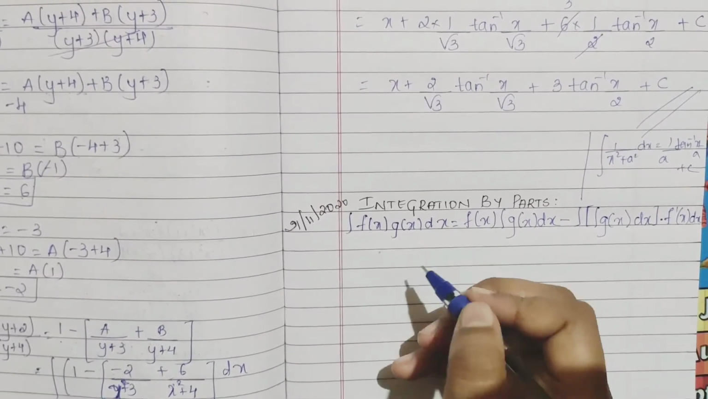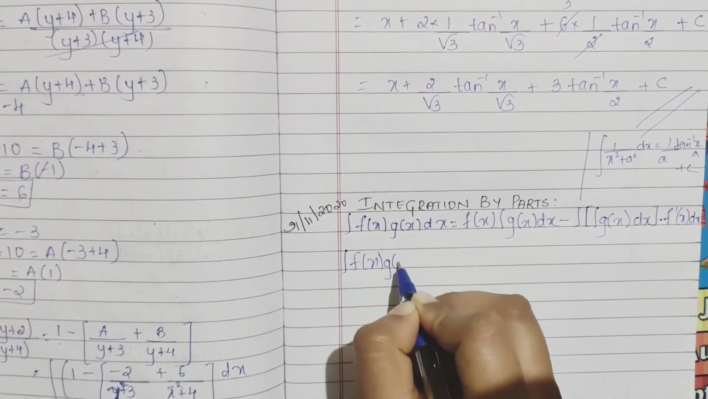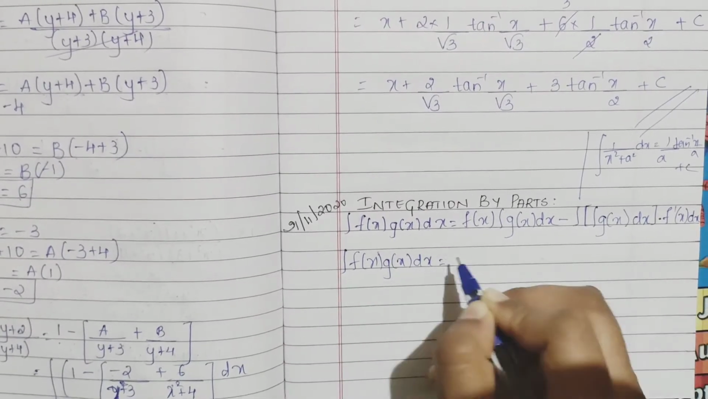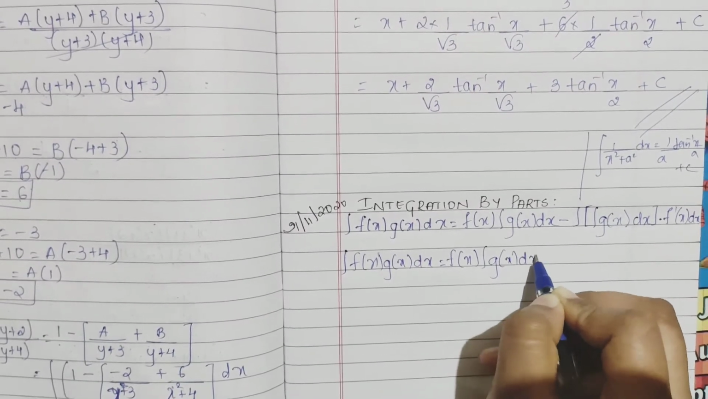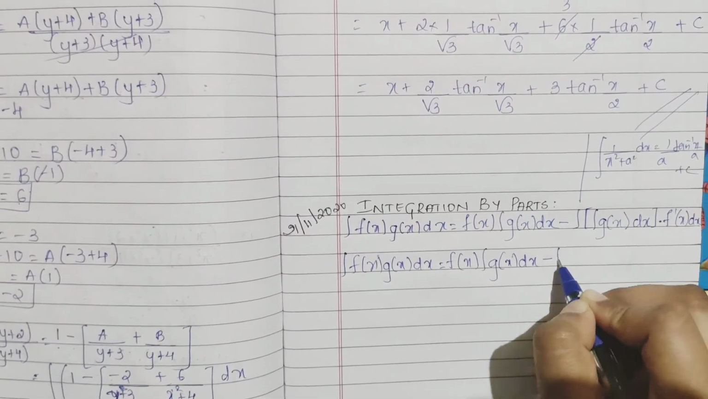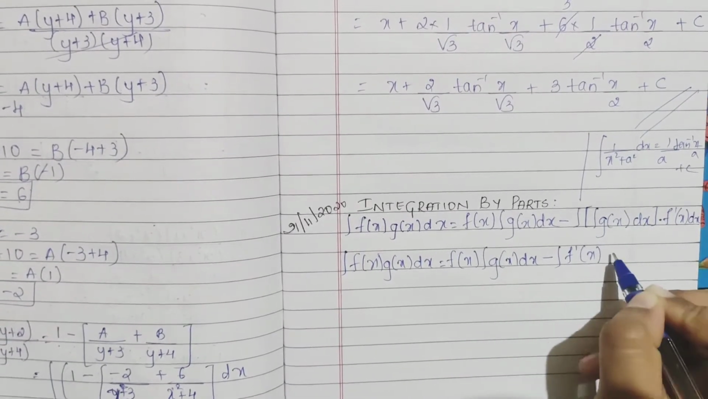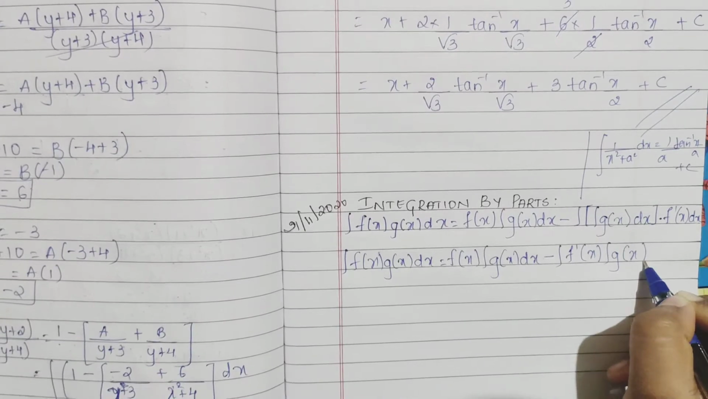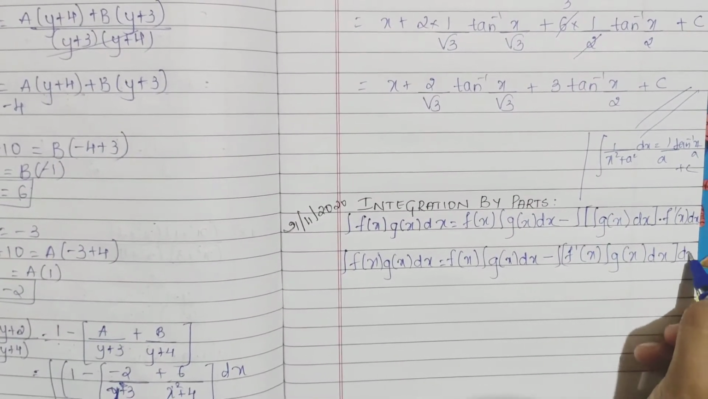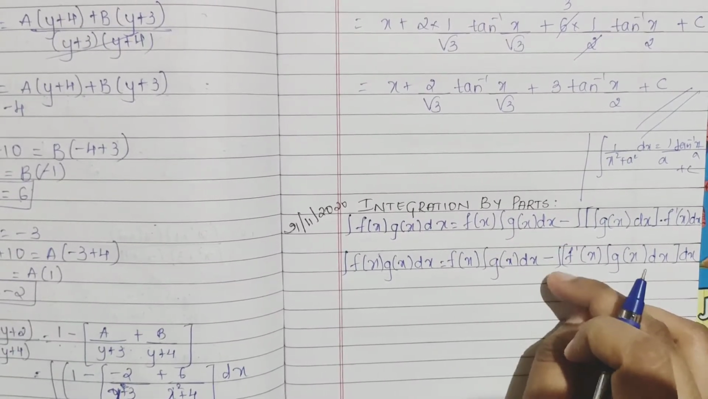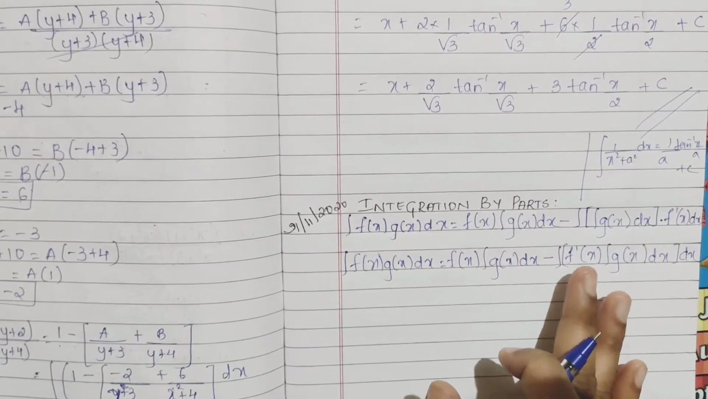If you don't understand it like this, you can write it like this. When you have the integral of f of x into g of x dx, the first term, f of x, keep constant, integrate the second term, minus the integral of the differentiated first term times the integrated second term. Whatever you get inside, that whole part you have to integrate again. This is called integration by parts.